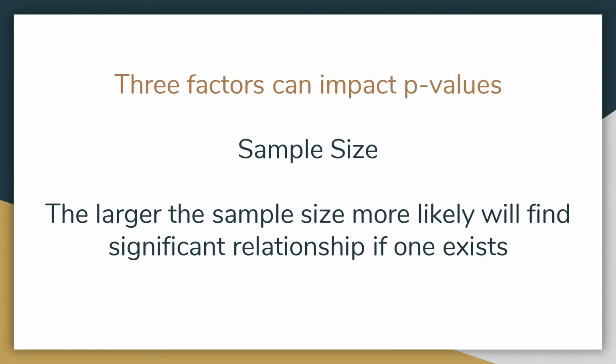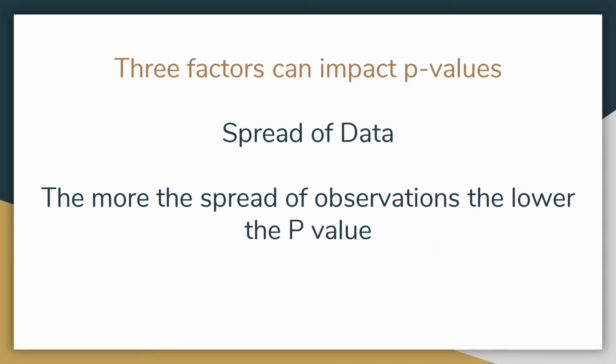So three factors that can impact the p-value will be the sample size. The larger the sample size, the more likely we'll find a significant relationship if one exists. Another important measure will be the spread of the data. The more spread of observations, the lower the p-value. One way that you can correct the spread of the data is by looking at the Z-score and making sure that you have a low standard deviation between your variables.